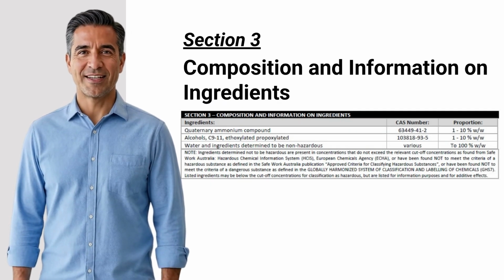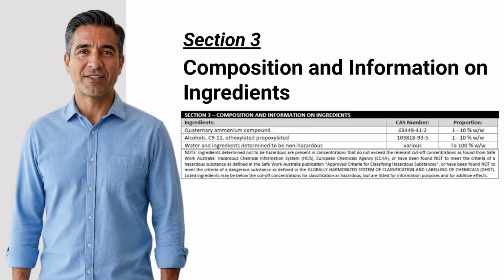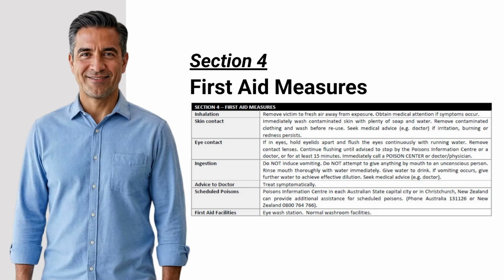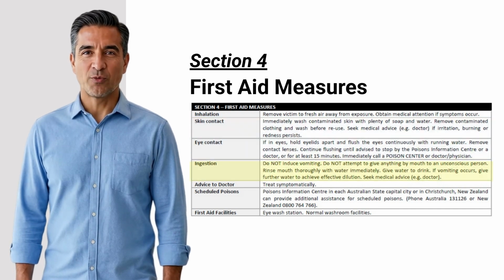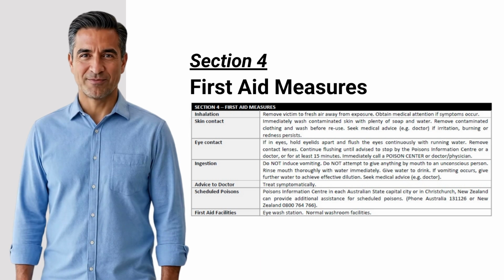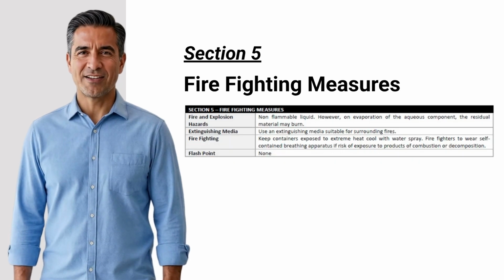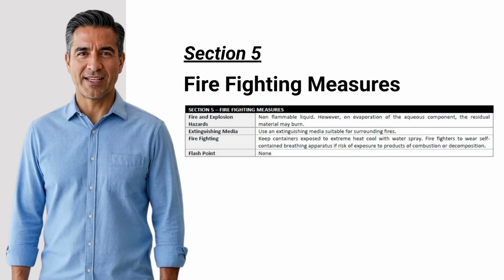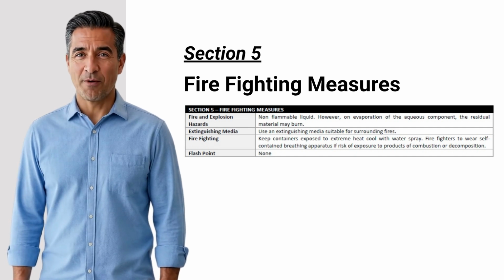Section 3 lists the ingredients, including their chemical names, concentrations, and CAS numbers. Section 4 describes initial care for exposure via inhalation, skin-eye contact, or ingestion, as well as immediate and delayed symptoms. Section 5 provides guidance on suitable and unsuitable extinguishing media, specific hazards from combustion like toxic gases, and protective equipment for firefighting.